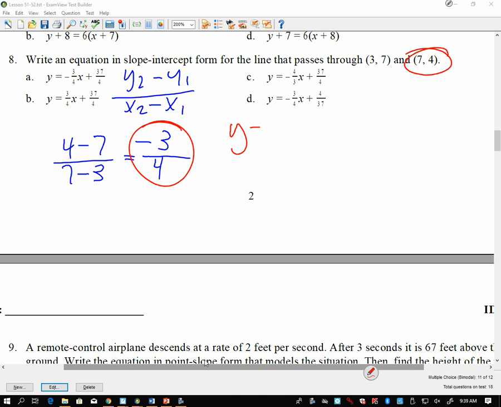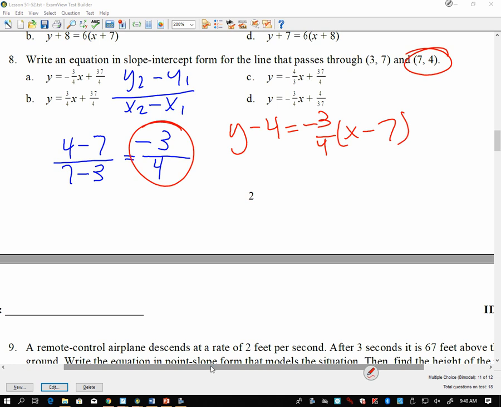We're using point-slope form. Y minus... is 7 a y or is 7 an x? Y minus 4 equals what? What is my slope? Negative 3/4. Okay, so we've set it up correctly.